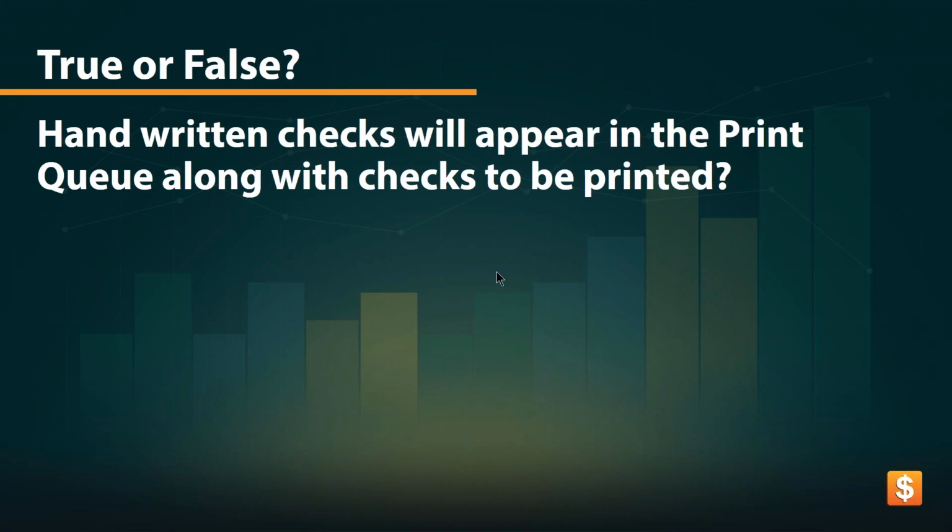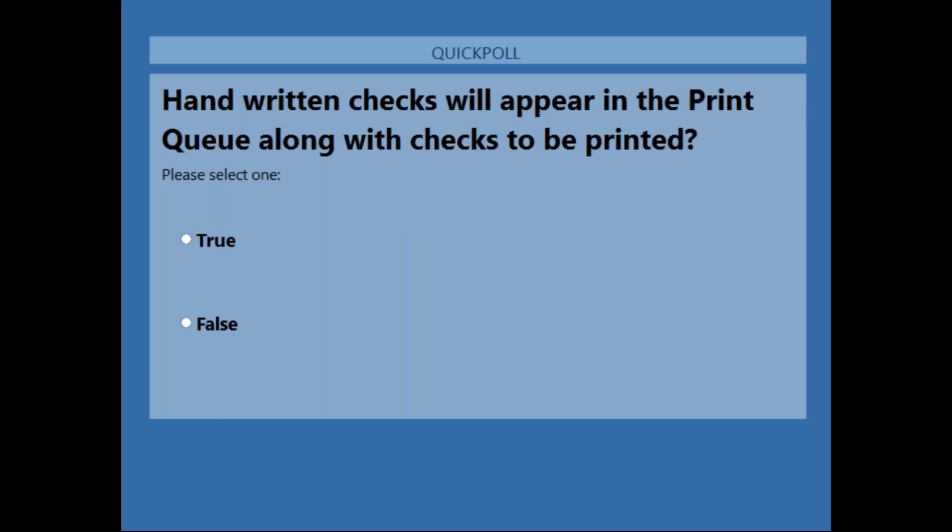Polls, launch. And question number 1 is going to be true or false. So true or false, handwritten checks will appear in the print queue along with checks to be printed.